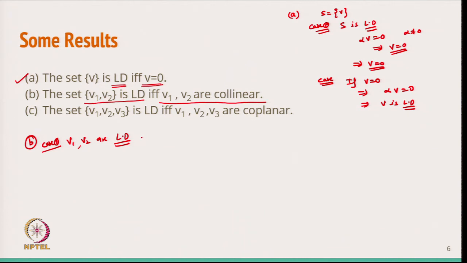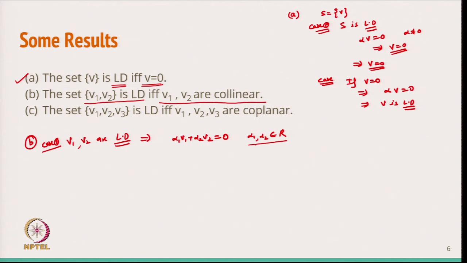Now, from here if it is LD, then I can write that alpha 1 V1 plus alpha 2 V2 is going to be 0 for alpha 1 and alpha 2 belonging to the real line, and it can be any number, need not be 0. So, in this case that is true.